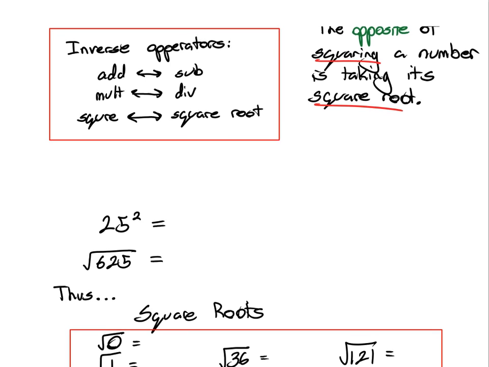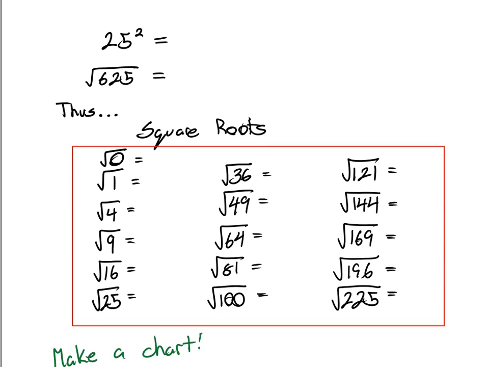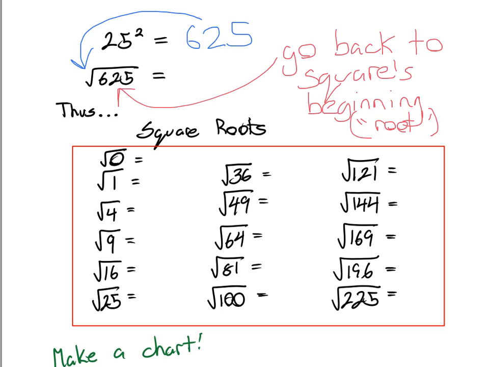So let's actually use that. We know 25 squared, kind of a larger number, is 625. You can go ahead and confirm that if you wish. 25 times 25 is in fact 625. But what if I asked you to take 625 and take its square root? In other words, go back to the beginning. Well, what would that be? Where does the root of 625 come from? In other words, what is the root of 625? In other words, what is the square root of 625?